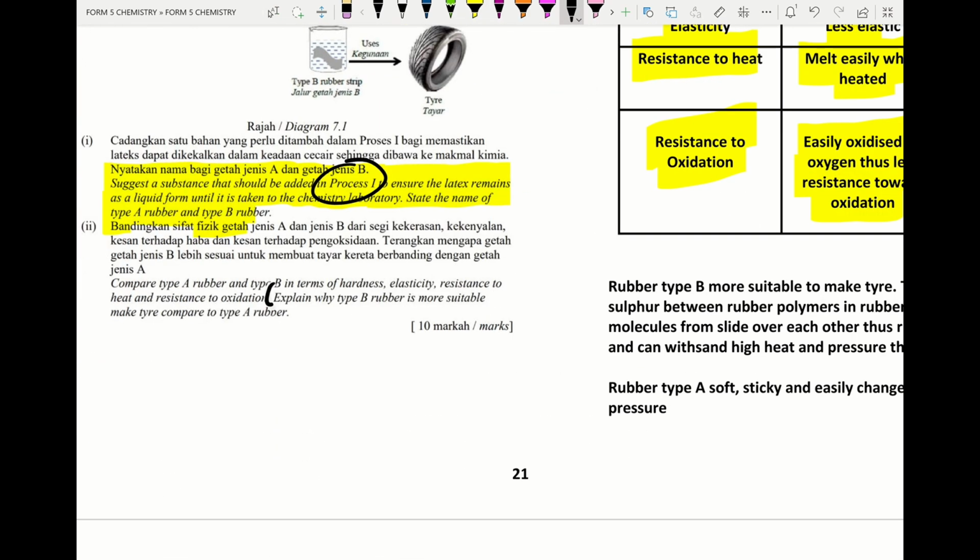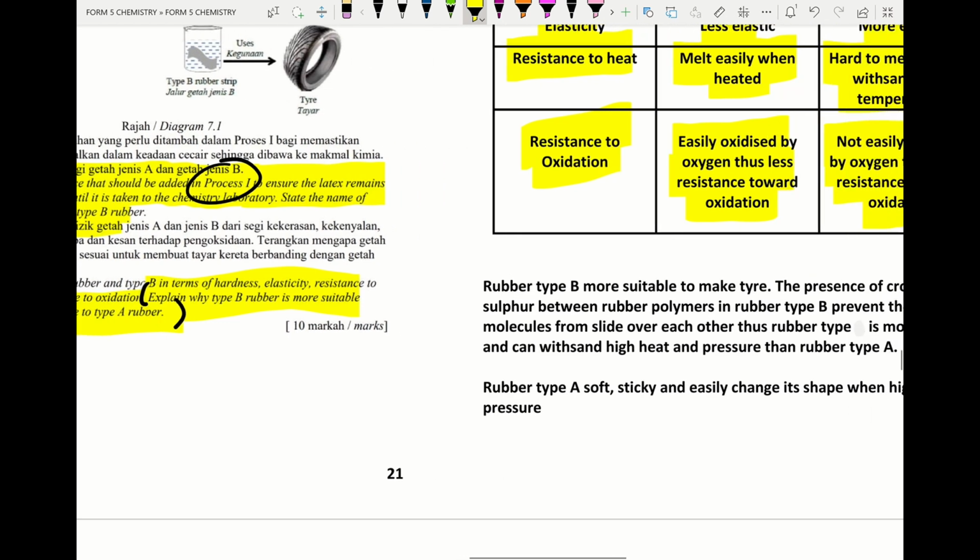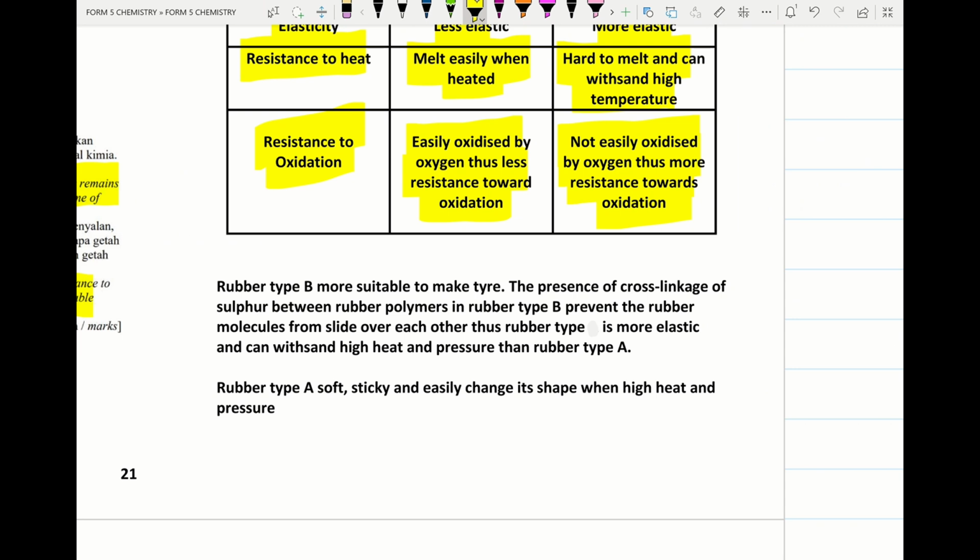All right, go for the last question. Explain why rubber type B is more suitable to make a tire compared to rubber type A. So how to answer this question? Rubber type B is more suitable to make a tire.